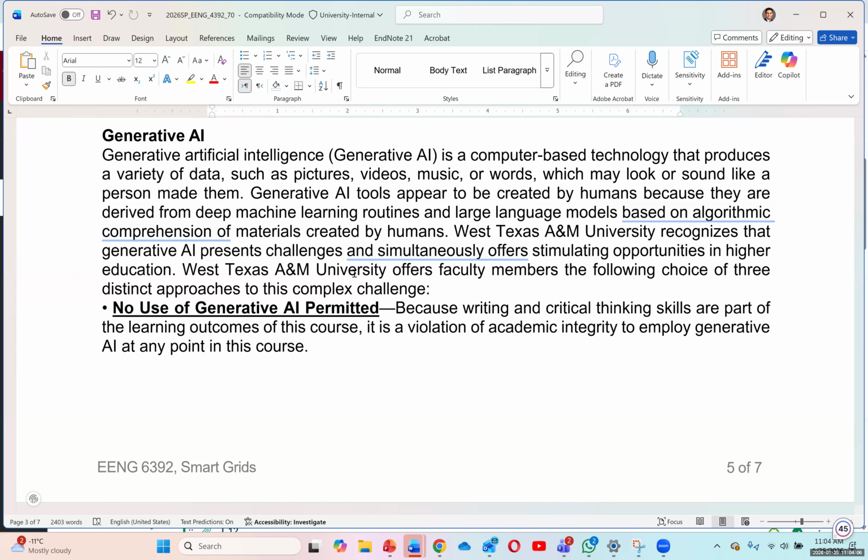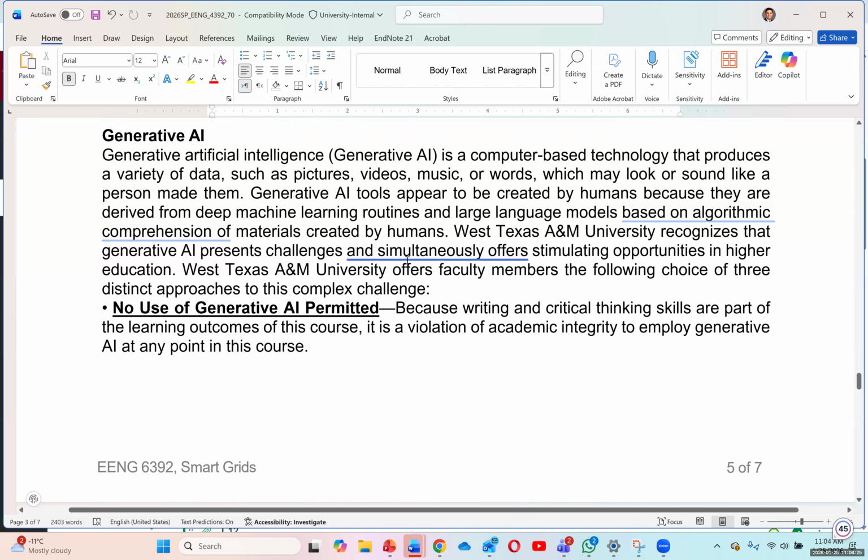If I see any use of ChatGPT or any other generative AI tools in this course, it's going to be an automatic 0 for this course. So please keep in mind that any use of generative AI for this course results in an automatic 0.